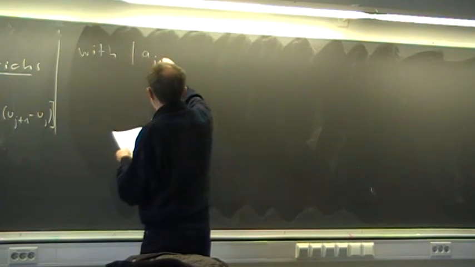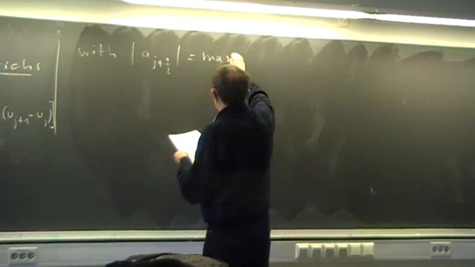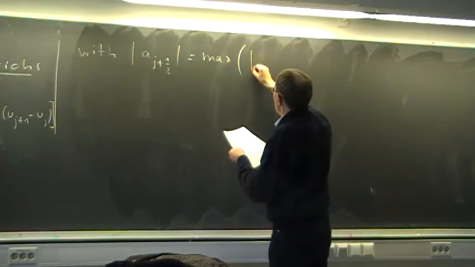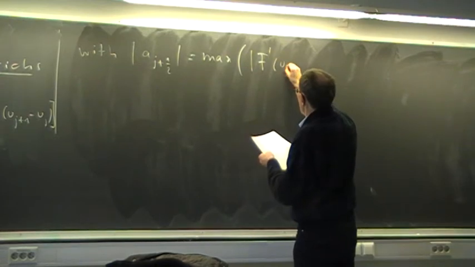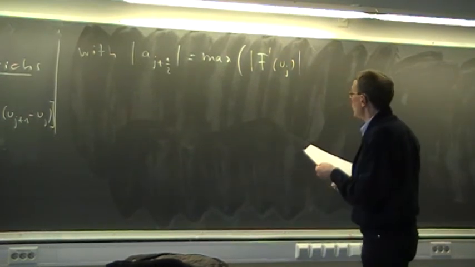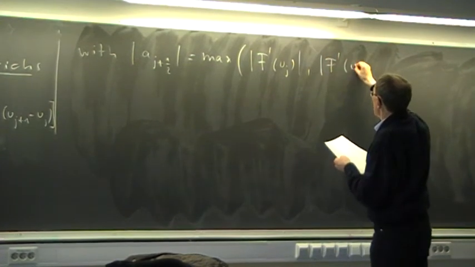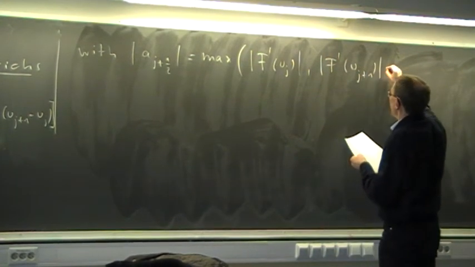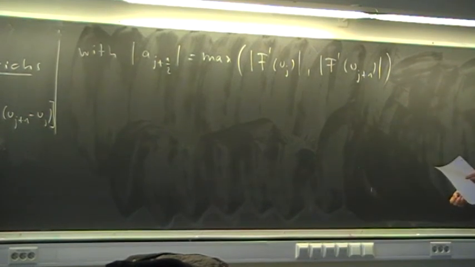Speed, modulus of that defined as the maximum of the modulus of the characteristic speed at uj and at uj plus 1. So that then has no problem at all when delta t goes to 0. Delta t doesn't enter.